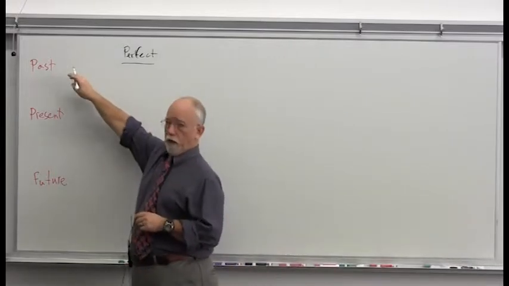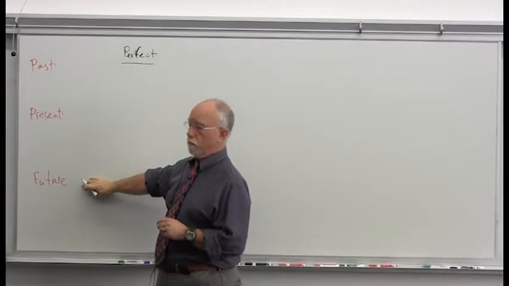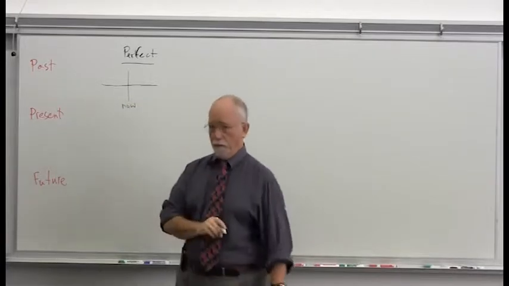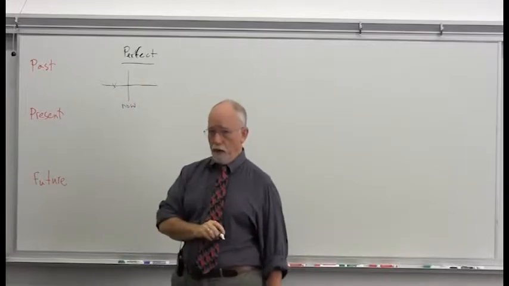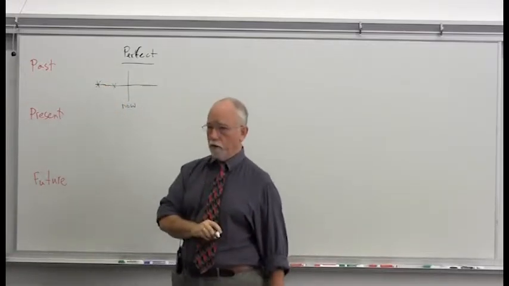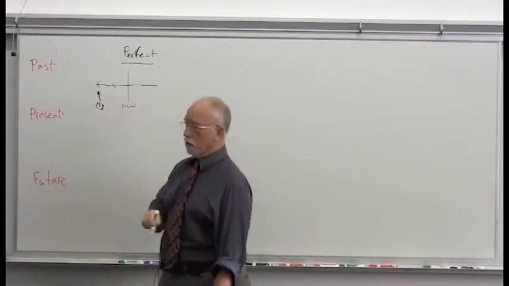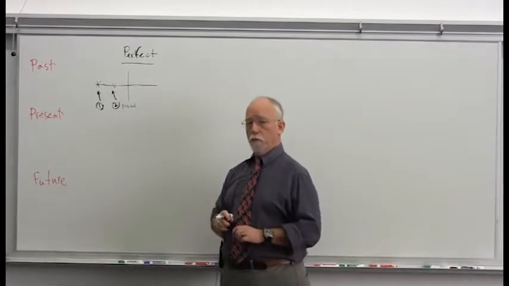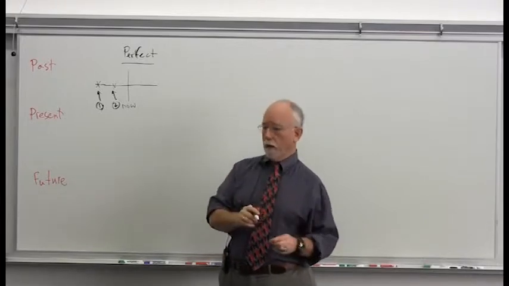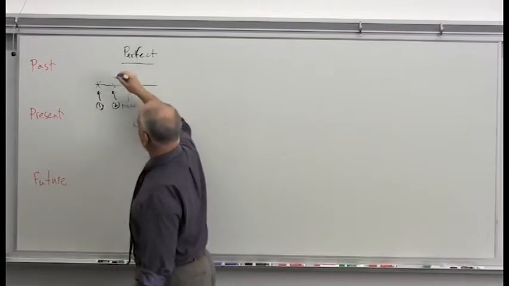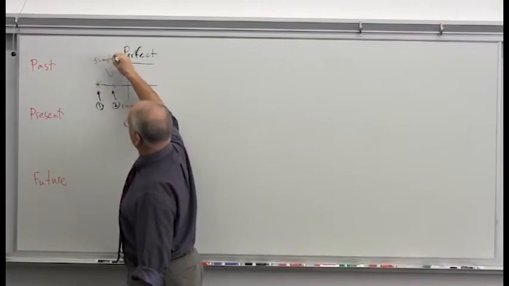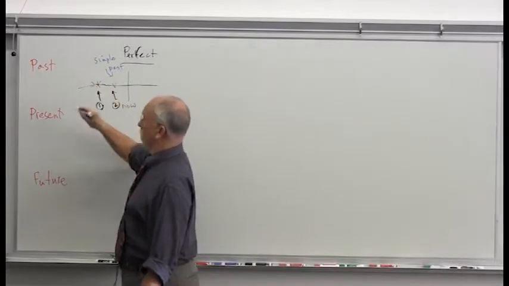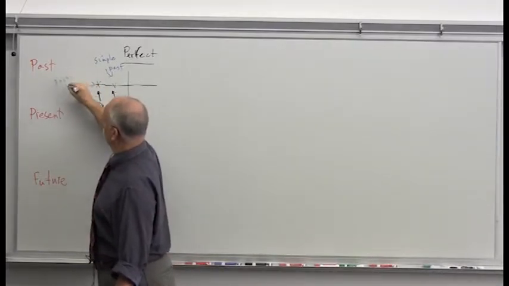So once again, we have past, present, and future differences. If we take a look at the past, here's now, and in the past something occurred, and then something else happened prior to that. So this is the first action or event, and then this is the second action or event. In order for people to recognize which one happened first and which one second, for this one we use simple past. And that tells us that this one happened second. For this one, we use the past perfect.